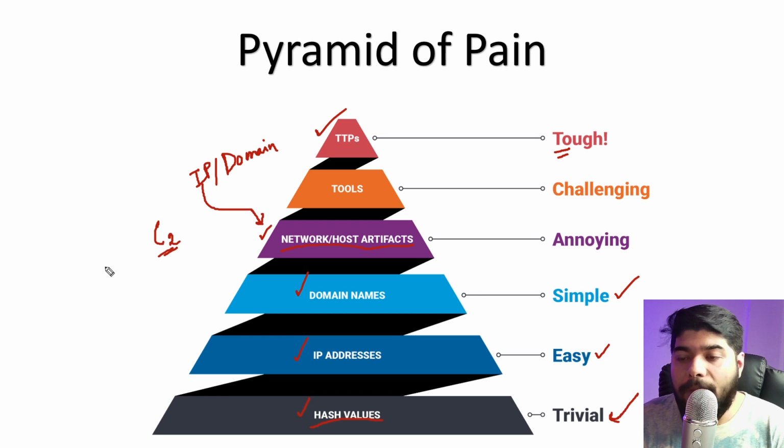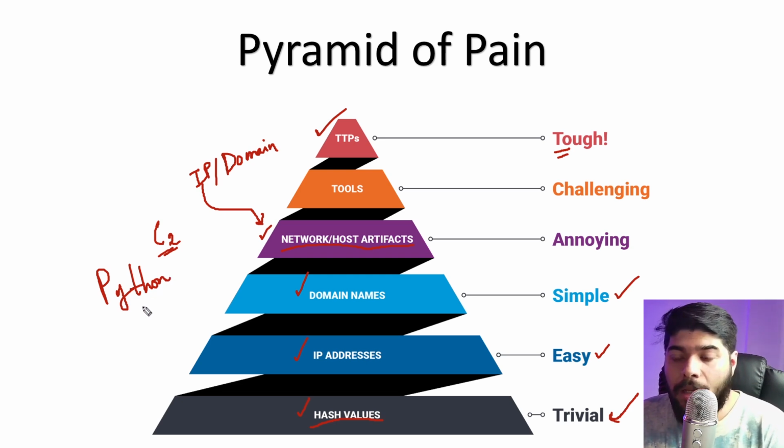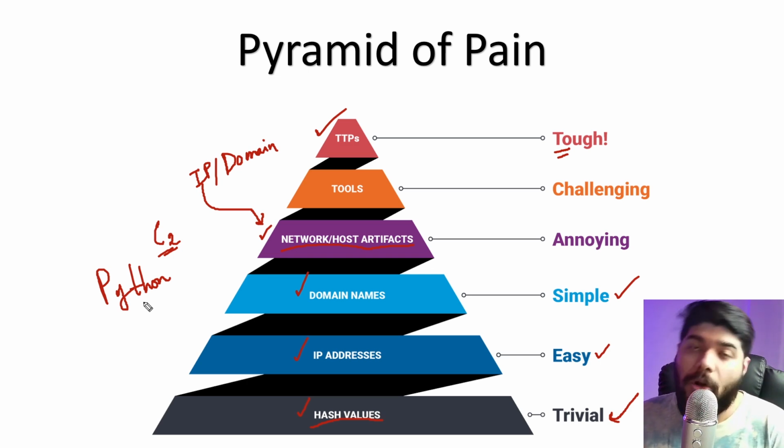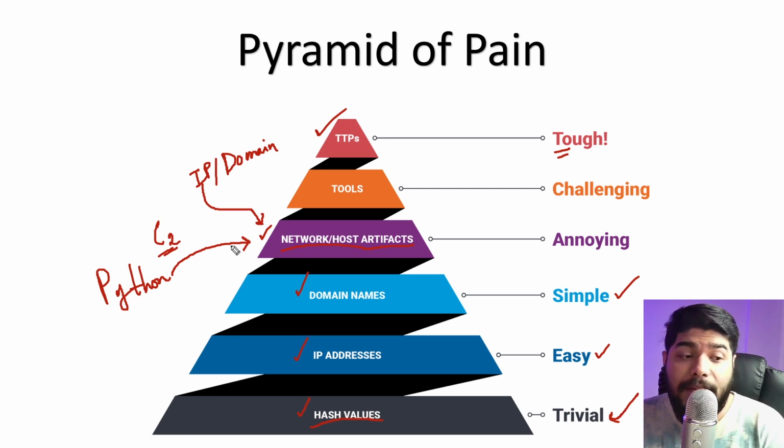So maybe today you have identified that a Python script was running on your host, right? Now you go to see the specifics of that particular Python process that is running, what modules it is calling. So now this is called your host artifacts, right? Now how can you map that host artifact, and how can you identify whether this is malicious data or not, right? So that is very, very annoying to do.